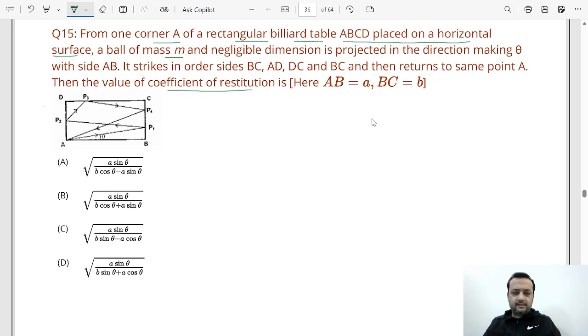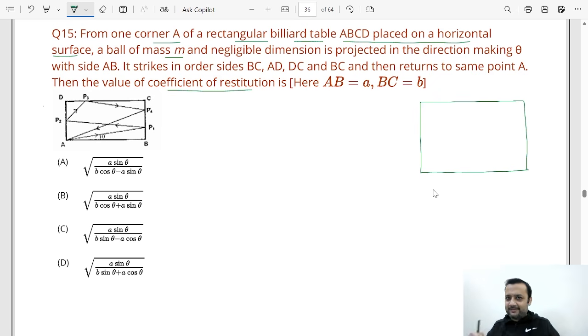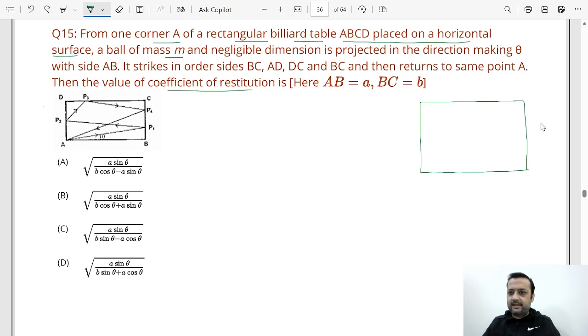So let us understand this. Let me draw this figure once more in a slightly enlarged format so that we are able to understand what is happening here. This is a rectangular billiards table. I hope you have played the billiards game. It's a very nice game, somewhat like carom board, but it is played with balls. Here the length of the rectangular billiards table is A and this length is B.